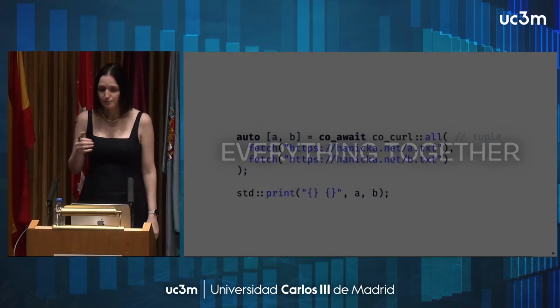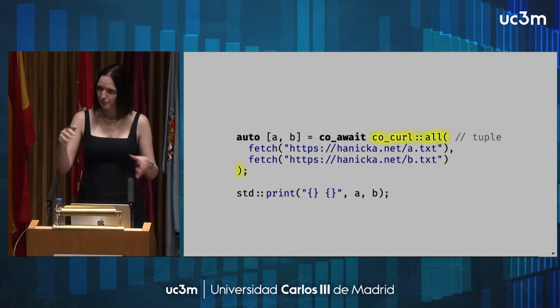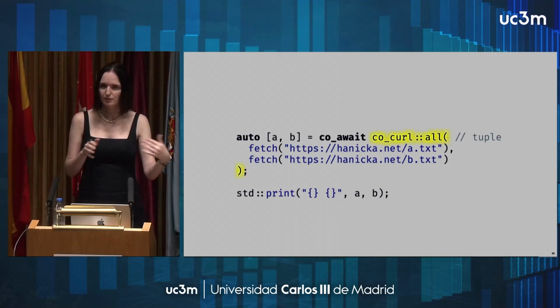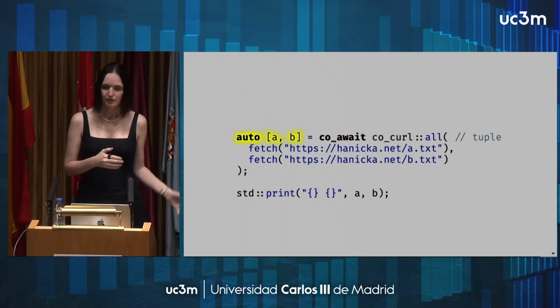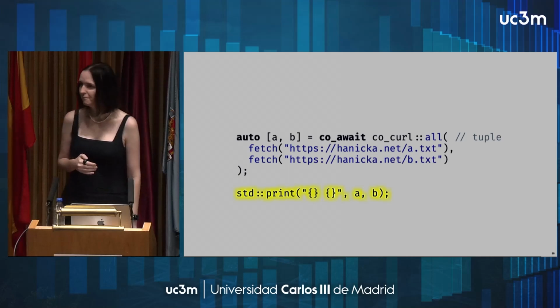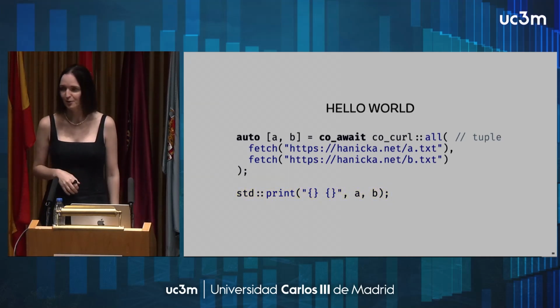So everything together. Let's have a function all and download this file and this file. Wrap them into one promise type. This is like a variant with tuple, so it's not just about data structures, but also tuples. co_await on it, unwrap it with structured binding, and what will it print? You don't know, because you need to download it. You need to co_await on it. It will print hello world.